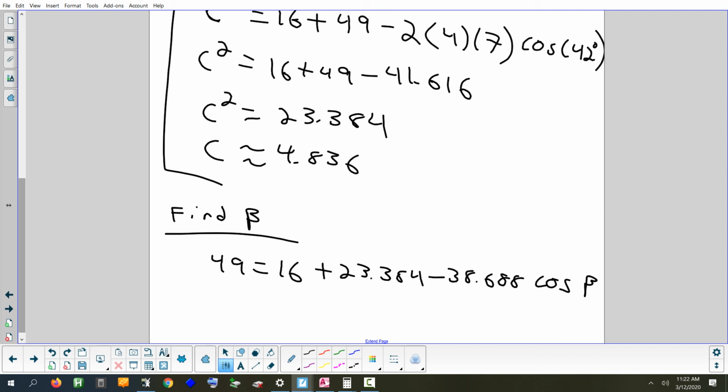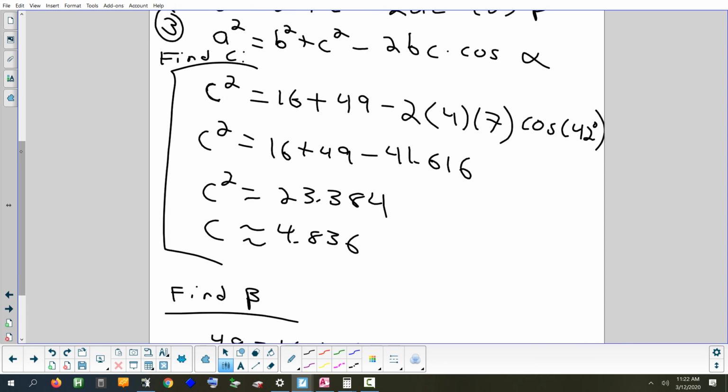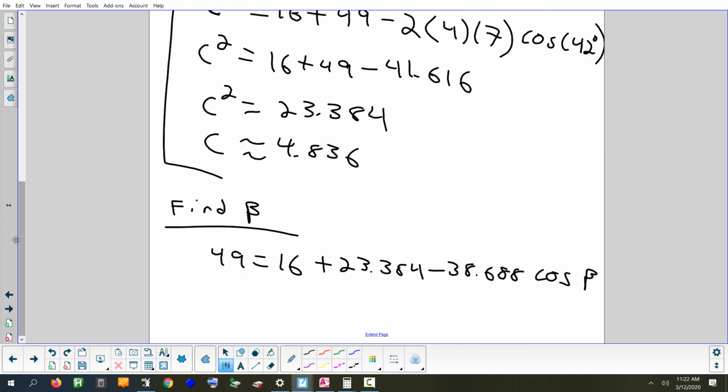Okay, now, this is different than what we did last time. Last time, the variable was basically by itself already, except for the square. The variable was on the left, all the numbers were on the right. This time, the variable has almost everything with it. All of this stuff needs to go to the other side.